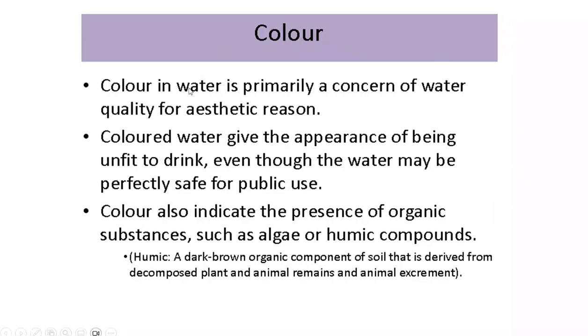Then we have color. Color in water is primarily a concern of water quality for aesthetic reasons. Colored water gives the appearance of being unfit to drink, even though the water may be perfectly safe for public use. Color also indicates the presence of organic substances such as algae or humic compounds. What is humic? A dark organic component of soil that is derived from decomposed plant and animal remains.